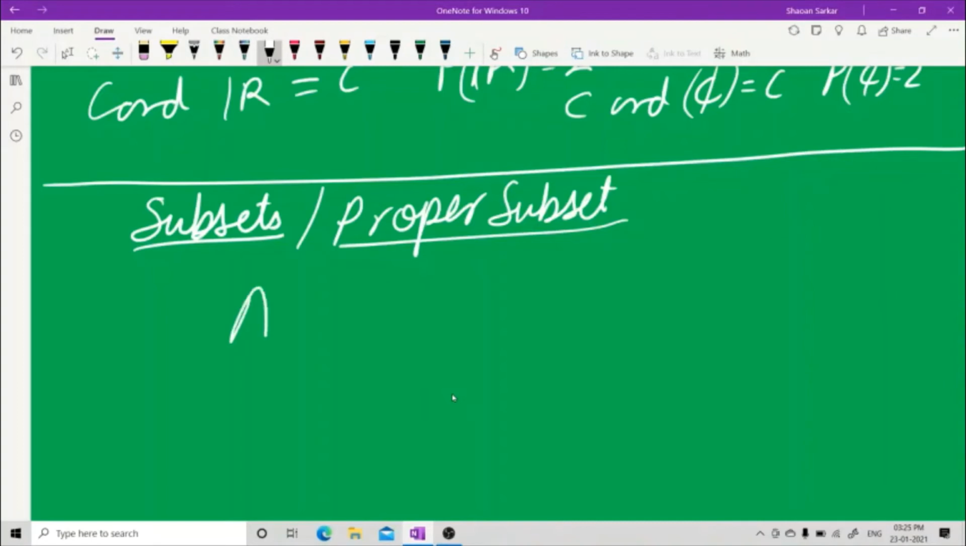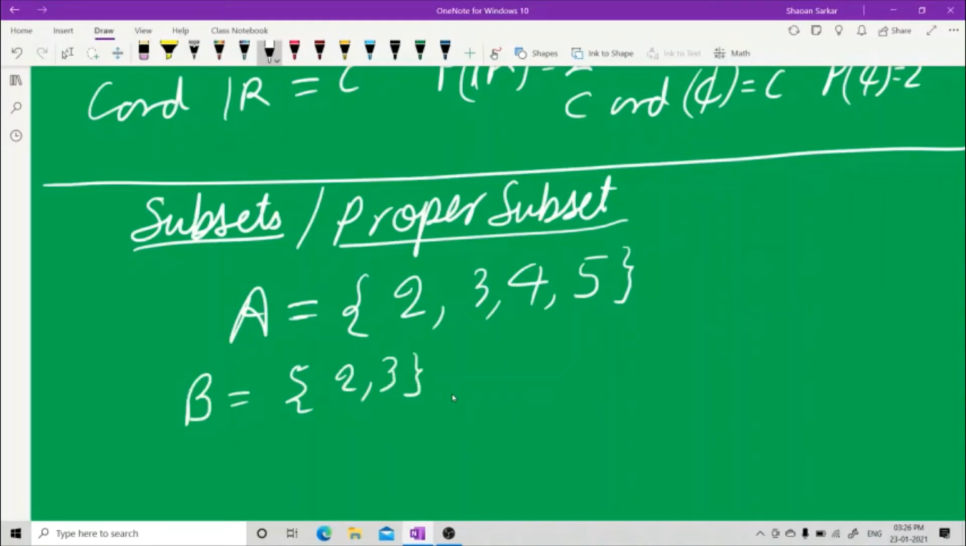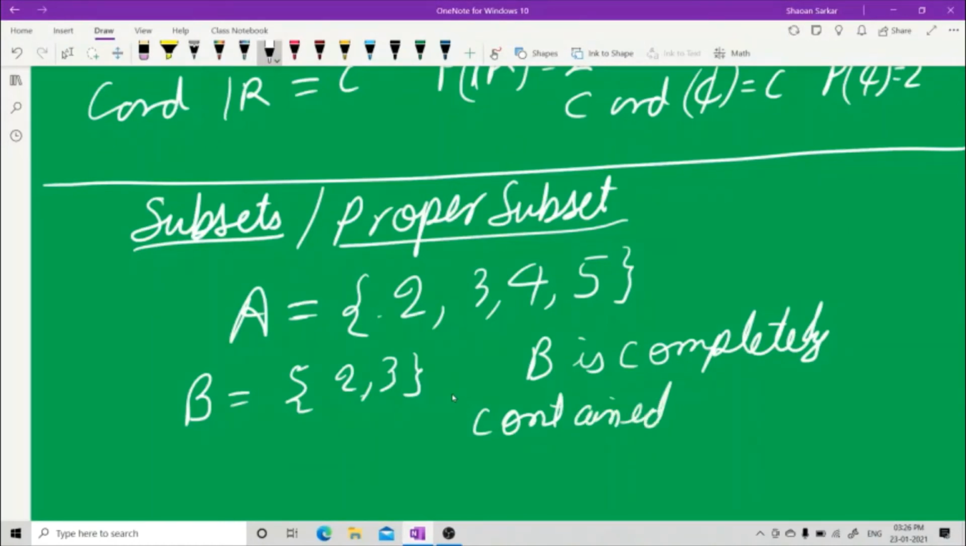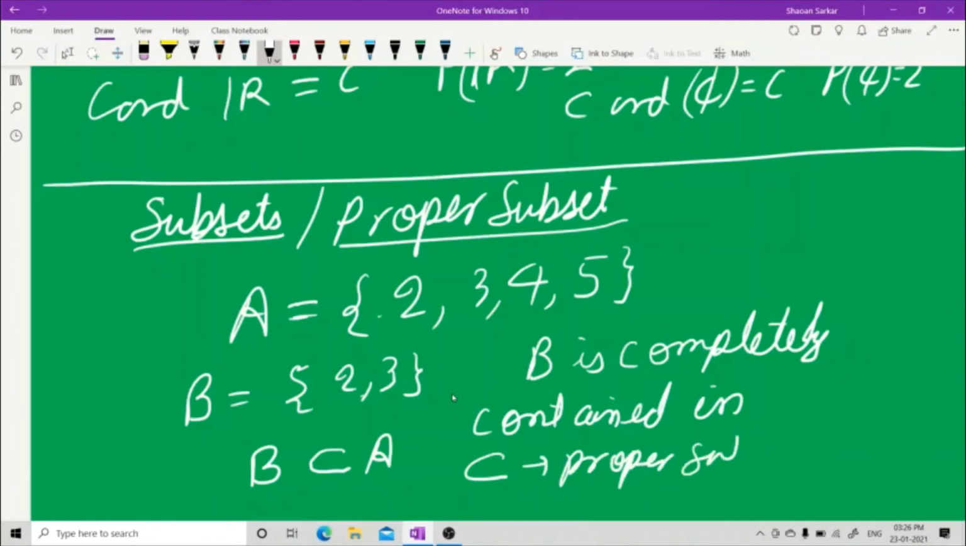Now see, I'll give you an example. A is {2, 3, 4, 5}. Now you have the set B, {2, 3}. {2, 3} is completely contained in A. B is contained in A. B is completely contained in A. So B is a proper subset of A. This symbol denotes proper subset.